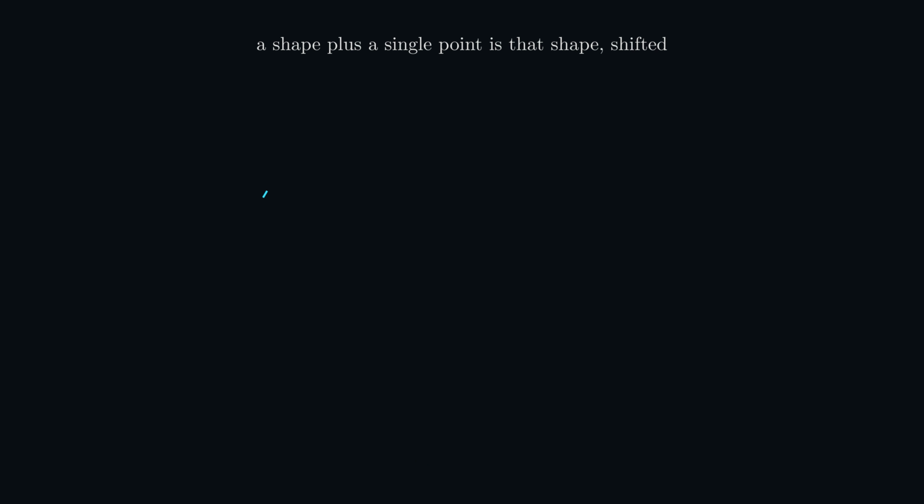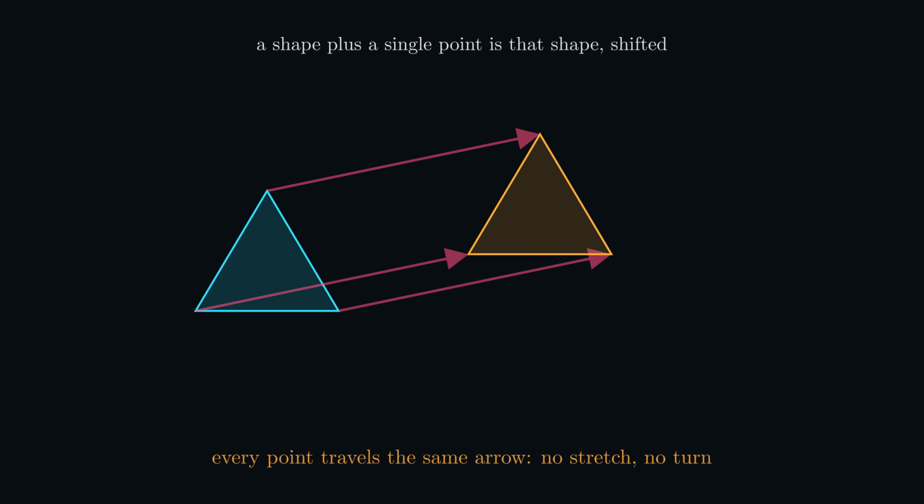Start with the easiest case. One thing moves, the other is a single point. Take a shape and add a fixed arrow to every point in it. Every point travels the same distance in the same direction, so the shape does not stretch or turn. It simply slides. A shape plus a point is that shape shifted. This is the atom of everything that follows. Hold on to it.